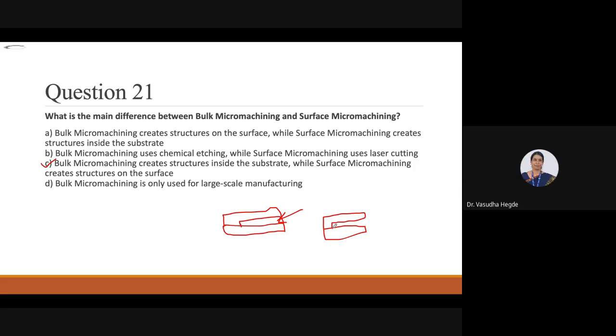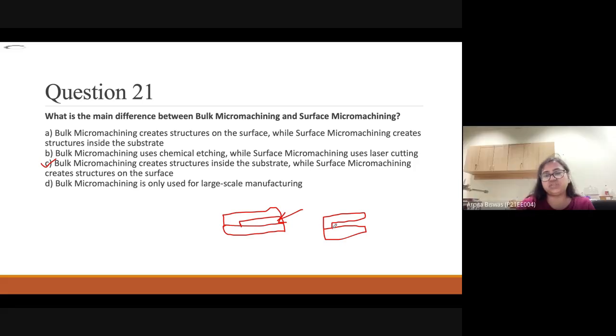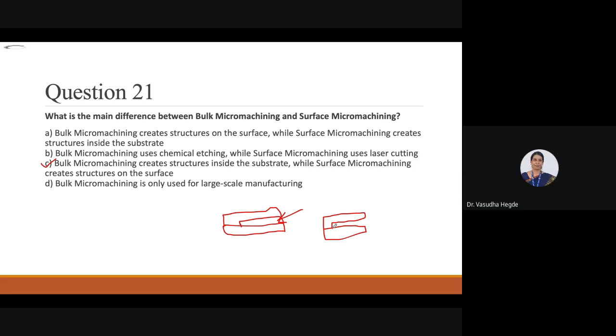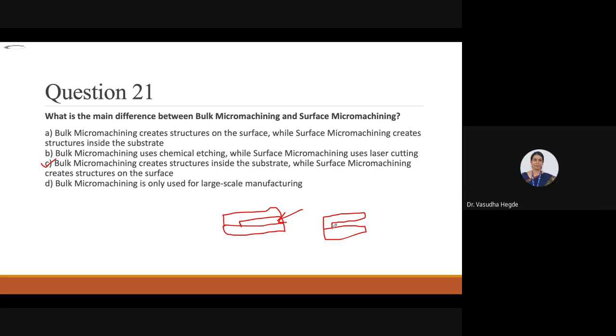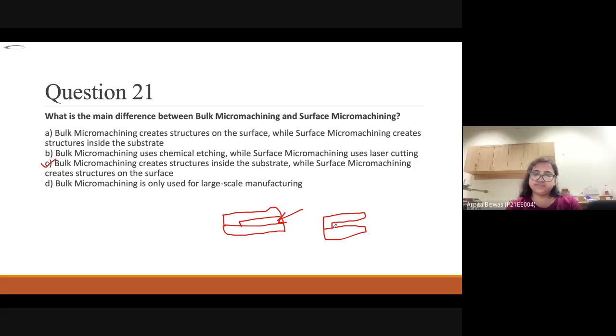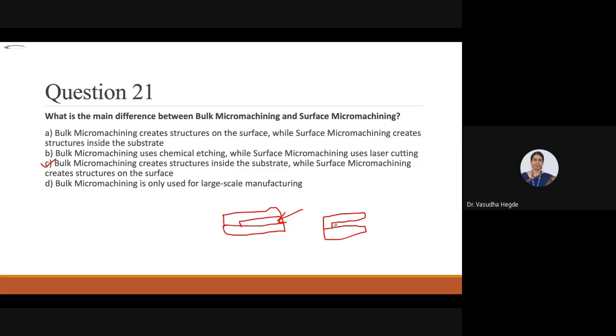I didn't get you. Which process have I used here, surface or bulk? I think I missed the explanation there. Okay, the right side one is using surface, and the left side one is using bulk micromachining.